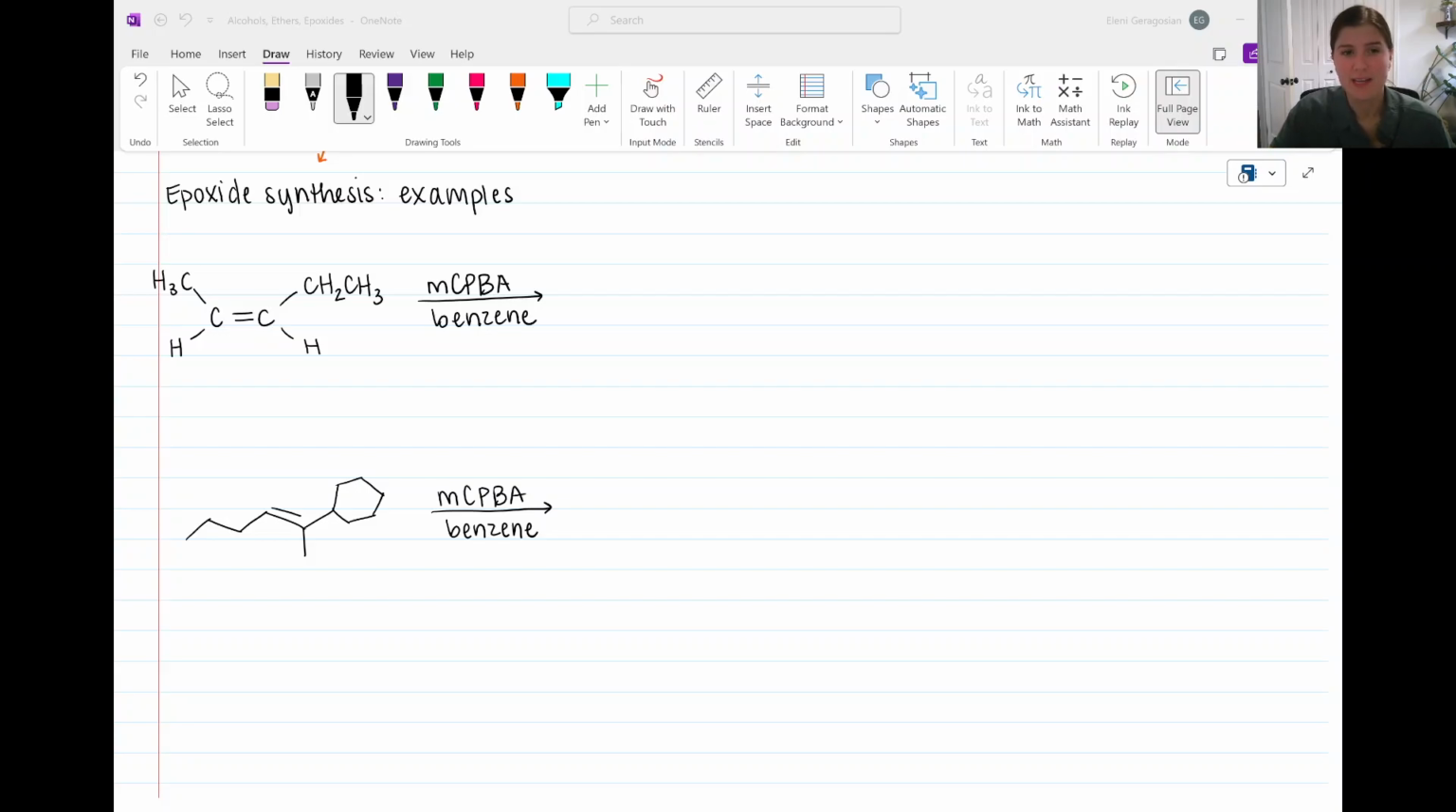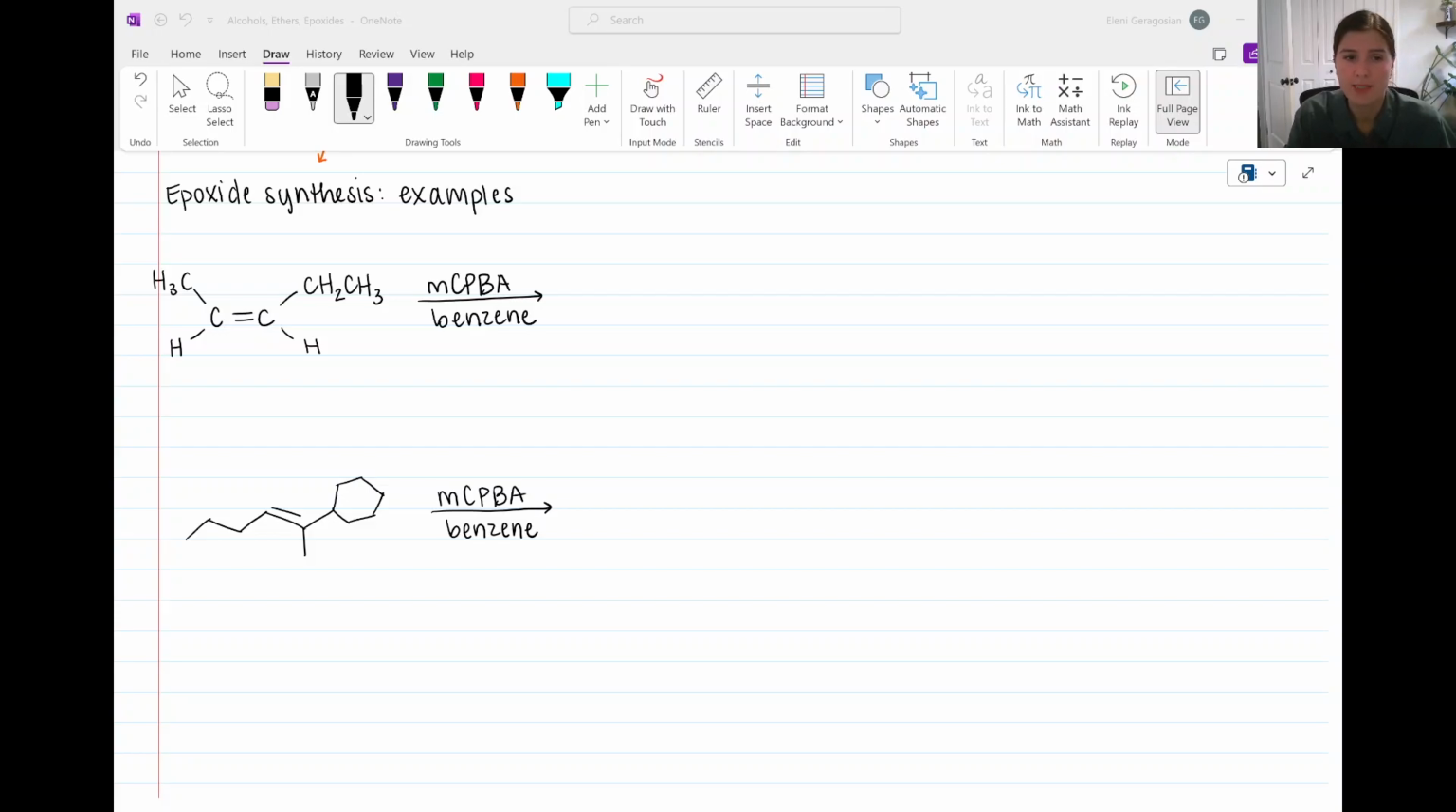Let's look at two examples of epoxide syntheses in this video here. So the first example, we have our alkene molecule, and then we have our MCPBA, metachloroperoxybenzoic acid, as the reagent, and then benzene as our solvent. So all of the reaction conditions to form an epoxide from an alkene. And we're just predicting the product here.